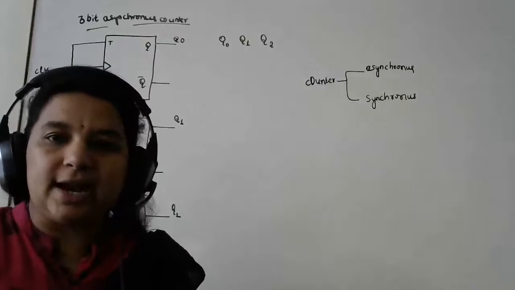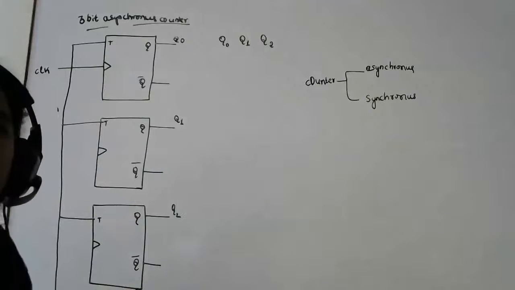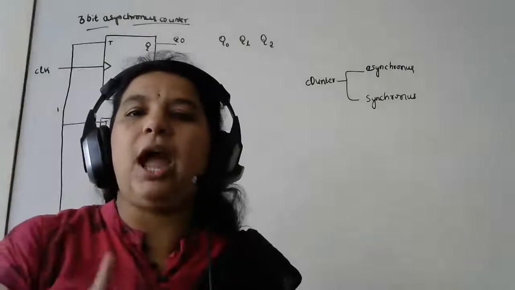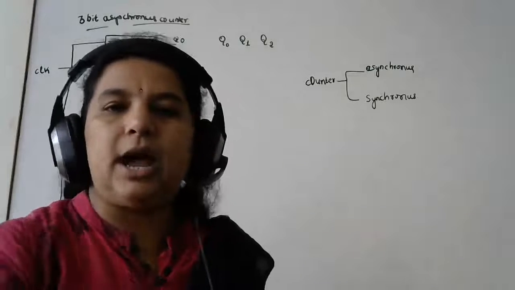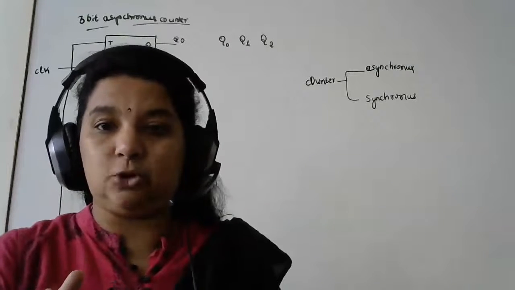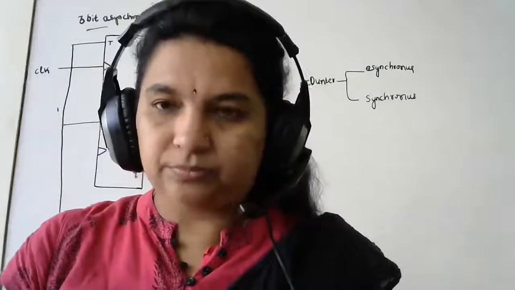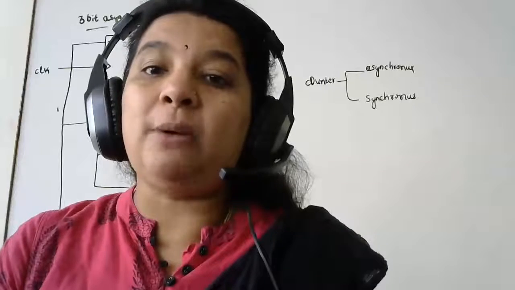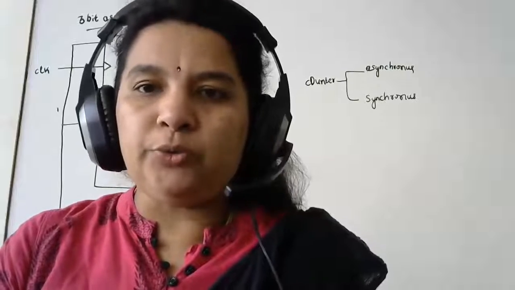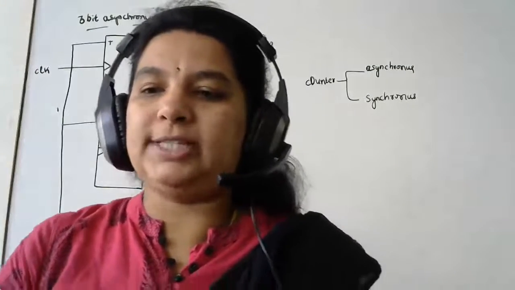Now, what is my design agenda? I want to design a 3-bit asynchronous counter. Tell me what mod counter I have to design now. I hope you remember the terms we have used: state, mod counter, counting sequence. What mod counter am I supposed to design now?